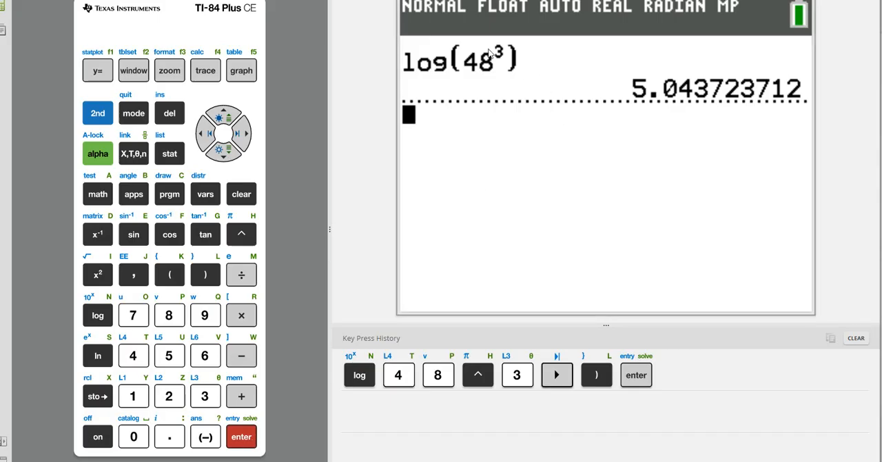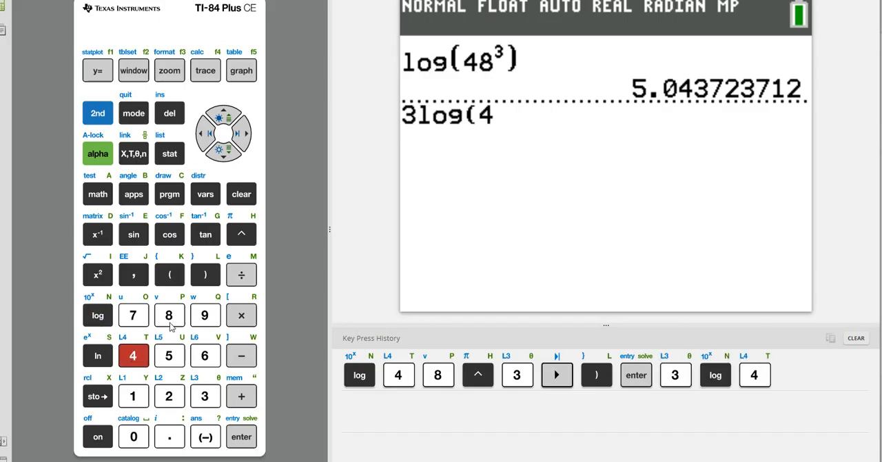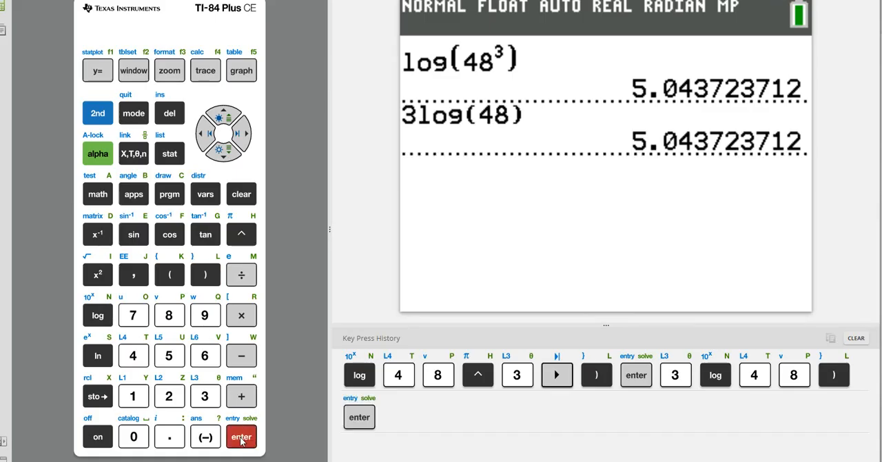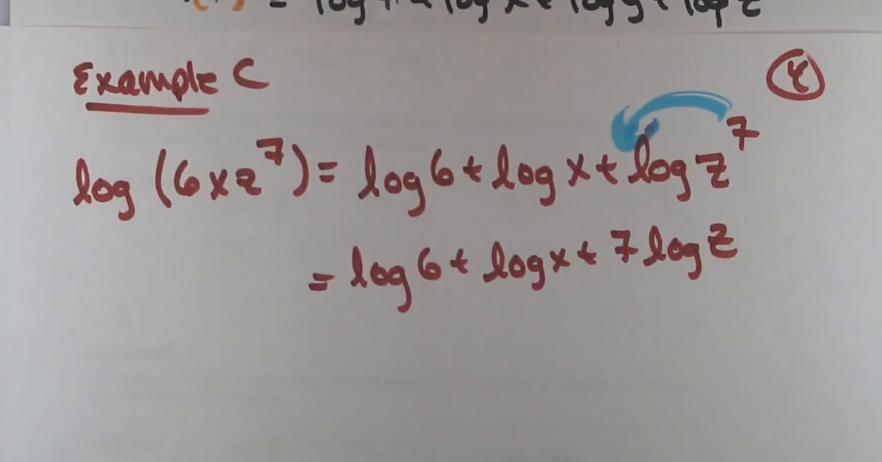Now, what's the power rule say here? I could rewrite this and calculate it somehow else, right? What would that be? 3 log of 48. So if this property is actually true, what should happen when I press the enter key? Should be the same. They're looking remarkably similar, aren't they? Yeah, they are the same. So as strange as this property might seem, it is a legitimate property of logarithms.